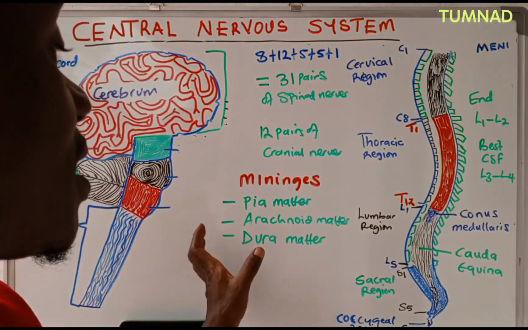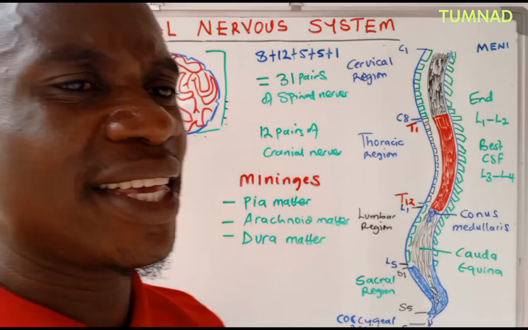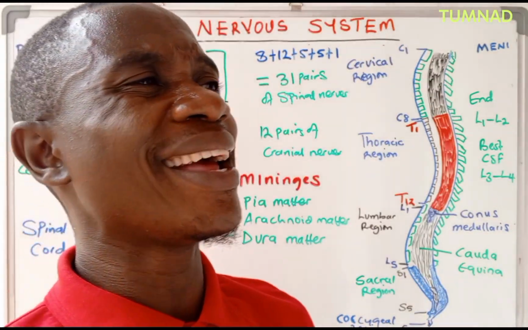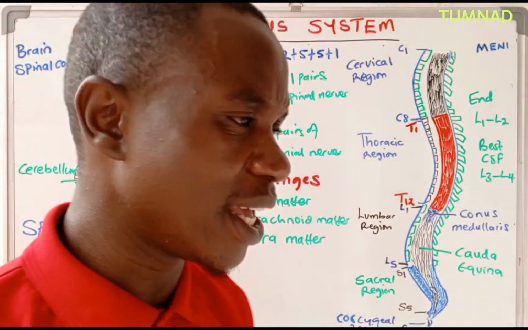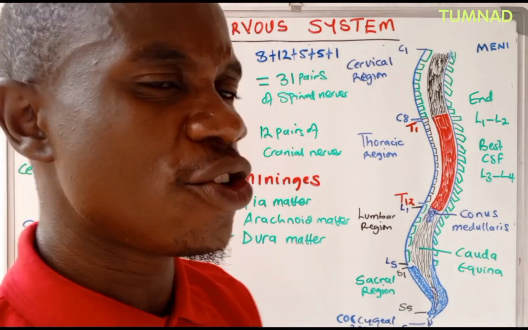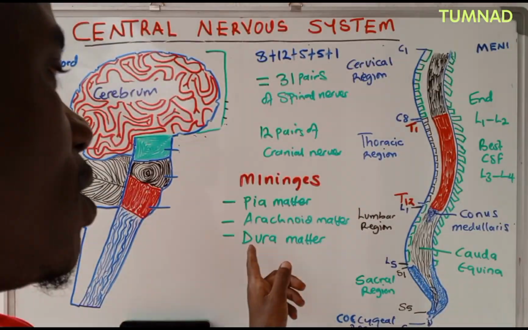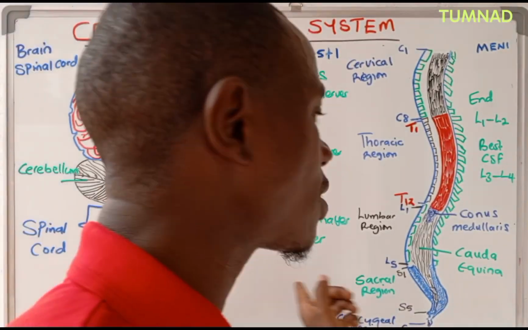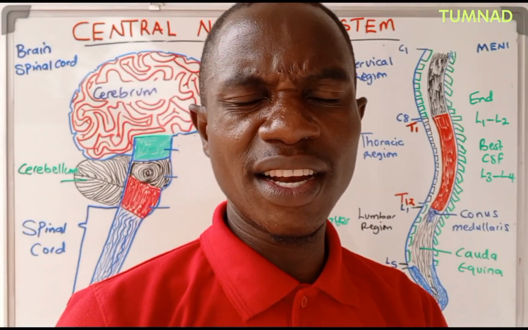Okay? And then we summed up with the last layer, which is going to be very tough, fibrous, which is going to be the outermost meningeal layer, which we are calling the dura mater. So there are 3 meninges, which is the pia mater inside, the middle one arachnoid mater, and then the last one outside, which we are calling the dura mater.